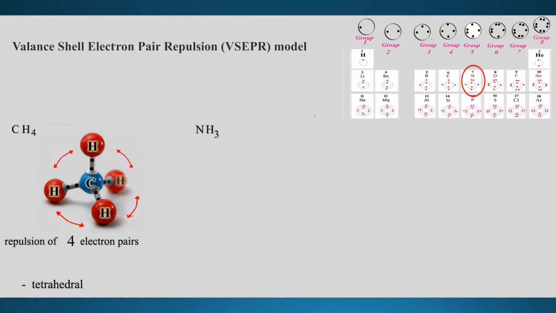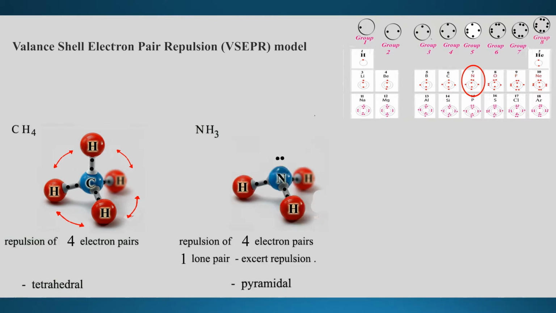Now let's look further. NH3, ammonia. Ammonia, be careful. It is also a 3D shape, but you can see it has a lone pair, a non-bonding pair. This pair still exerts a repulsion. It will repel the other pairs, so do not ignore it. And so, what will the shape be like? This repulsion will make it into a pyramid shape, because you have 1 lone pair.